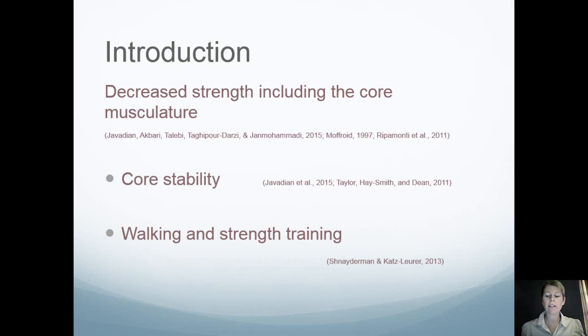Decreased strength and core musculature is also prevalent in lower back pain sufferers. The addition of core stability exercise to general exercise in lower back pain sufferers improves lumbar segmental instability, and just 6 weeks of walking and strength training has been found to lead to improvements in lower back pain.